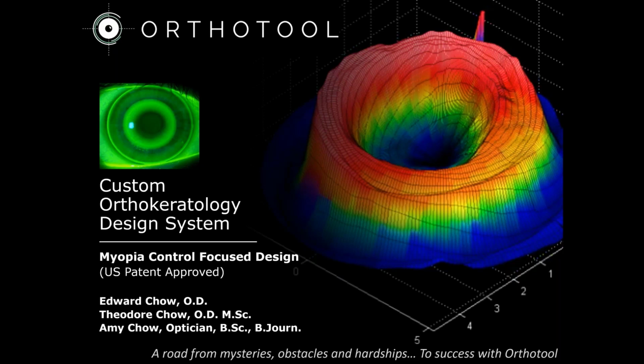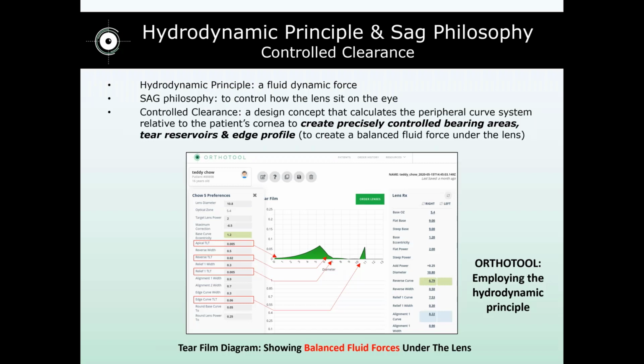So now, OrthoTool has been designed based on the following: the hydrodynamic principle, a fluid dynamic force, the sagittal philosophy to control how the lens sits on the eye, and most important is the control clearance, a design concept that calculates the peripheral curve system relative to the patient's cornea to create precisely controlled bearing area, tear reservoirs, and edge profile to create a balanced fluid force under the lens.